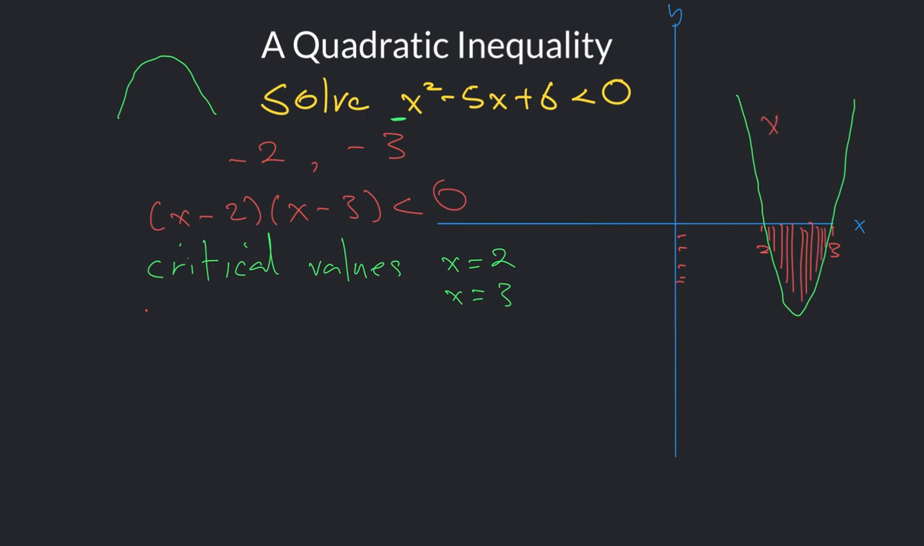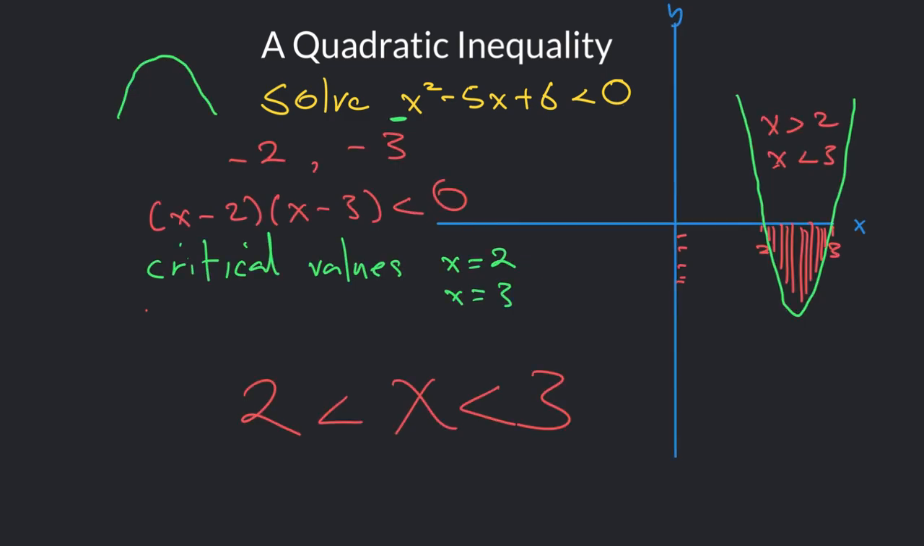So we need x to be greater than 2 and x to be less than 3. And we can write that nice and succinctly as x greater than 2 and less than 3. And that is our solution. I hope that helps.